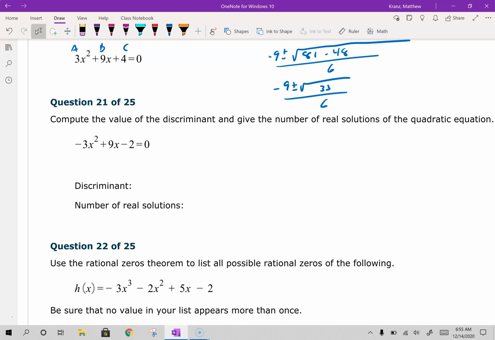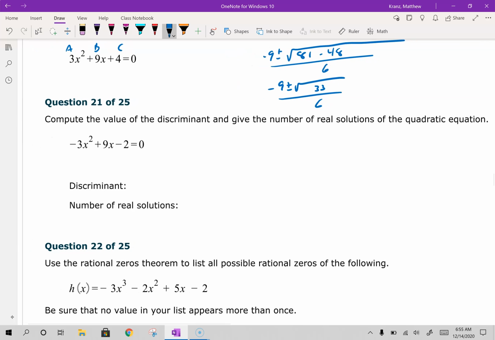Compute the value of the discriminant and give the number of real solutions. The discriminant is just b squared minus 4ac. So there's my a, my b, and my c. It's 9 squared minus 4 times a negative 3 times a negative 2. So that's 81 minus, well, 4 times negative 3 is negative 12, and negative 12 times a negative 2 is a positive 24. When you do the math, you get 57. So positive 57, that's the discriminant. The number of real solutions will be 2.